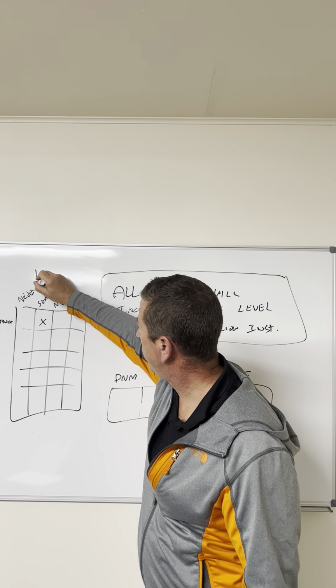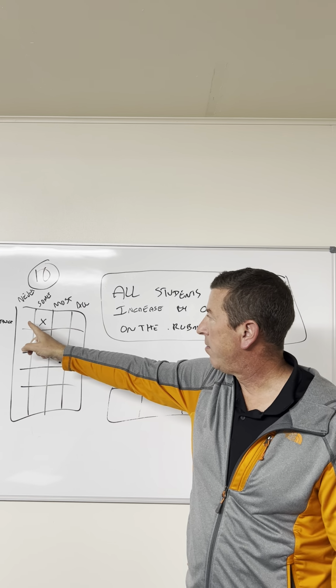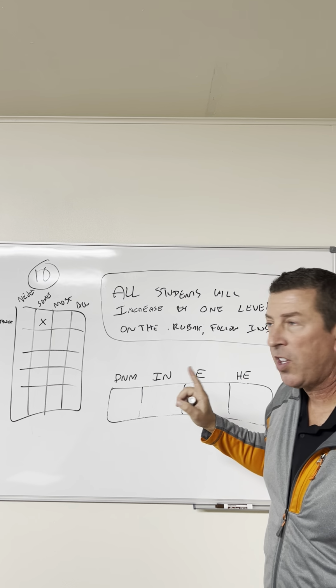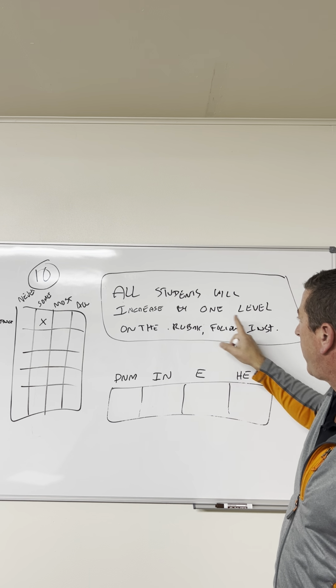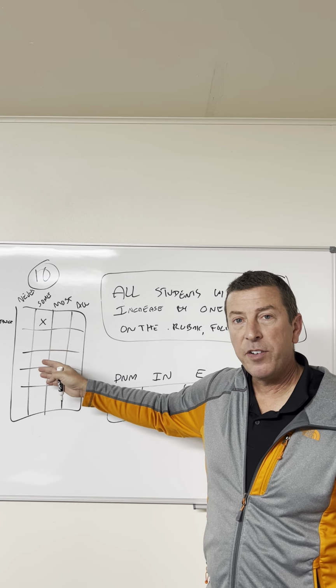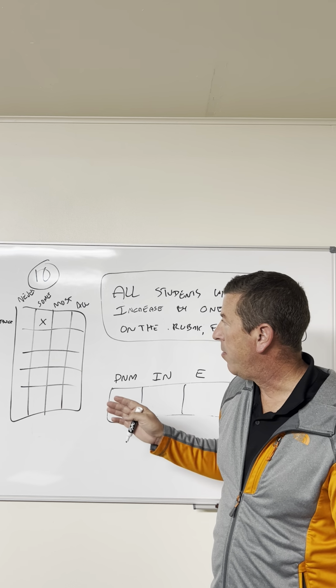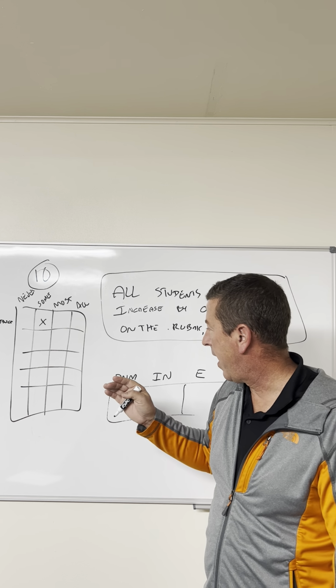So you've got 10 kids. Let's say you have 10 students. And they're a mix of 1s and 2s and 3s. Never follows instructions, sometimes and most. Your goal is all students are going to increase by 1 level on the rubric. So then you're going to get another snapshot. Maybe your next data set is in May.